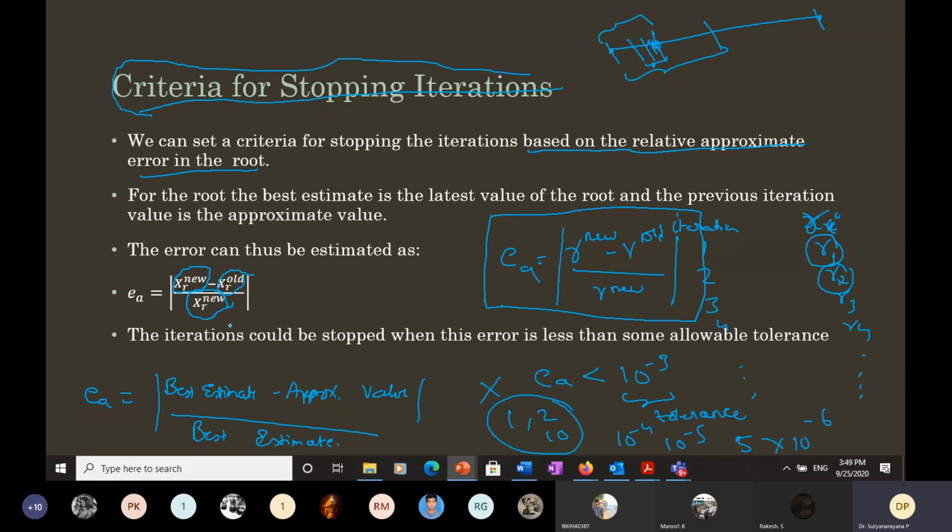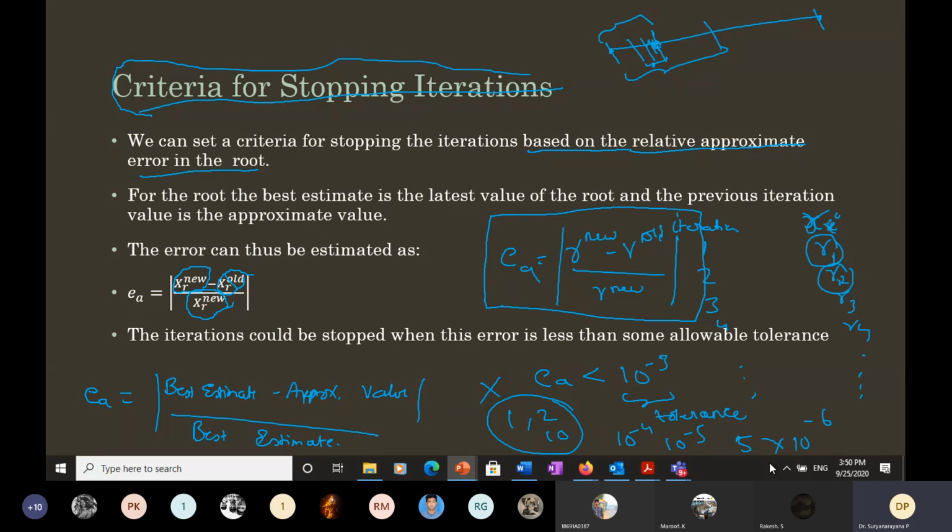The difference divided by the relative. What is that? Okay. If you want to do this, you have to store the old value, right? For one iteration, you have to store the old value. The previous value you should always know. Only then you can calculate this, right? Is that understood?